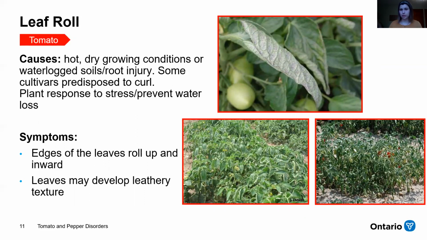Injury to the roots may also trigger a leaf curl response. Some tomato cultivars are especially predisposed to leaf roll, and the leaf roll itself is thought to be a moisture conservation measure for the plant and doesn't often negatively affect productivity. So what you will observe is quite straightforward. The edges of the leaves will roll up and inward, and the leaf may also develop a leathery texture.